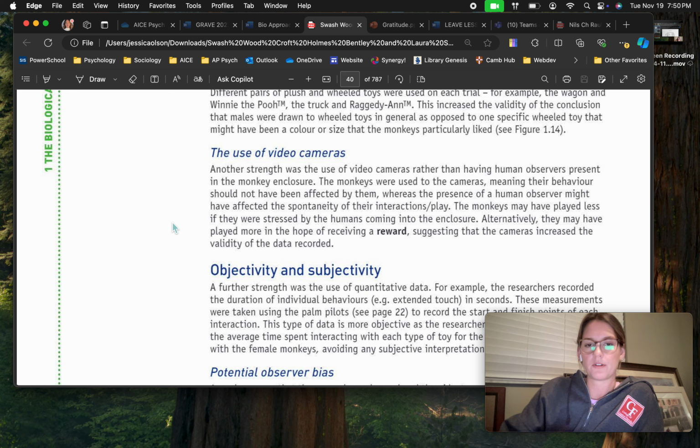The use of video cameras helps too because then they can pause the video, and the observers are not in the actual enclosure, so the monkeys aren't distracted by the humans, and that eliminates the extraneous variable of the monkeys going towards the people, wanting to play with the people instead of the toys.